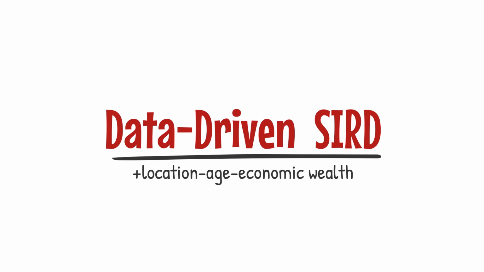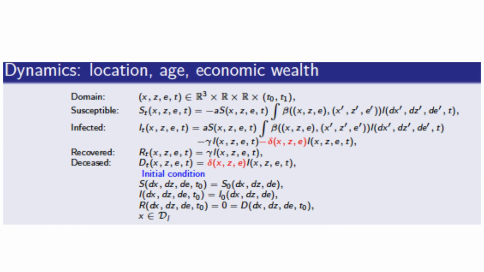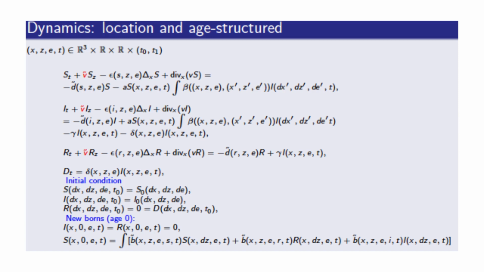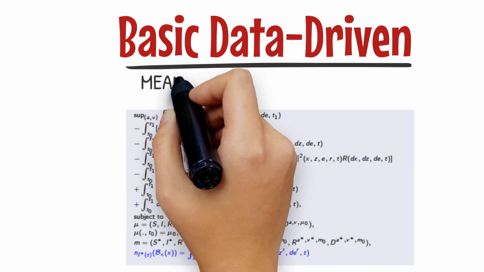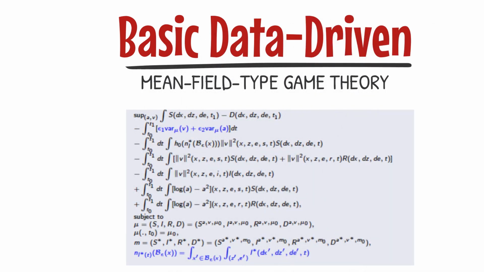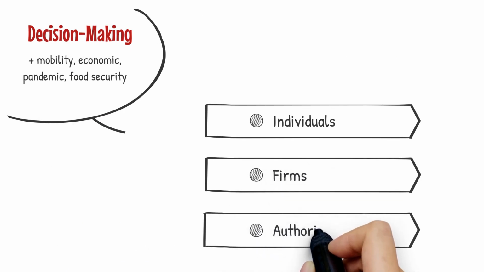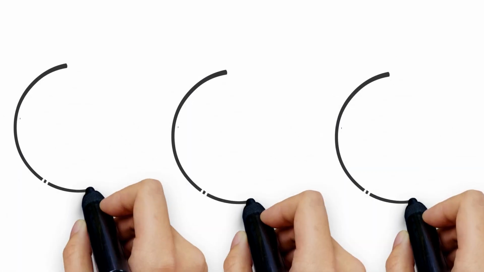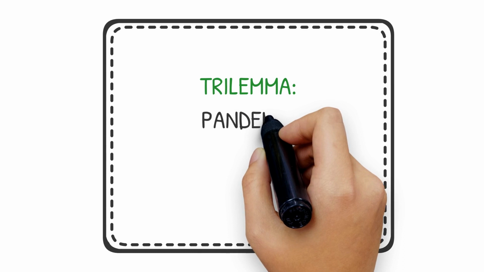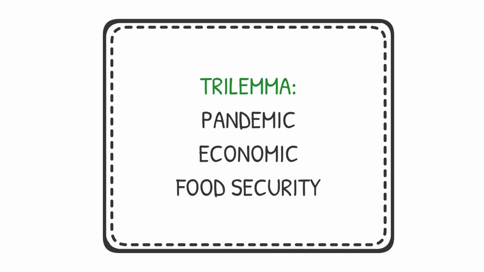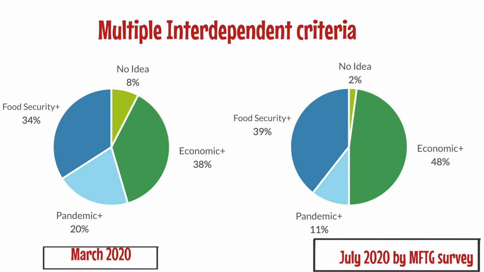We next build a data-driven SIRD model in which R is split into recovered and dead. We also extend the model and include age, location, mobility, and economic status. We combine economic, food security, mobility and pandemic to build a data-driven mean field type game theoretic model. The decision makers are the individuals, the firms, and the authorities: local, regional, state, national level, and international rules. This makes a trilemma between pandemic, economic and food security. We can find a Pareto equilibrium among them. Multiple criteria are involved, and the importance of a criterion depends on the decision maker.